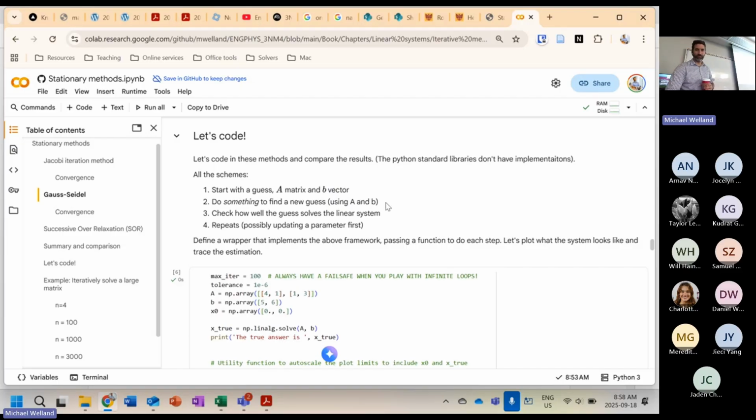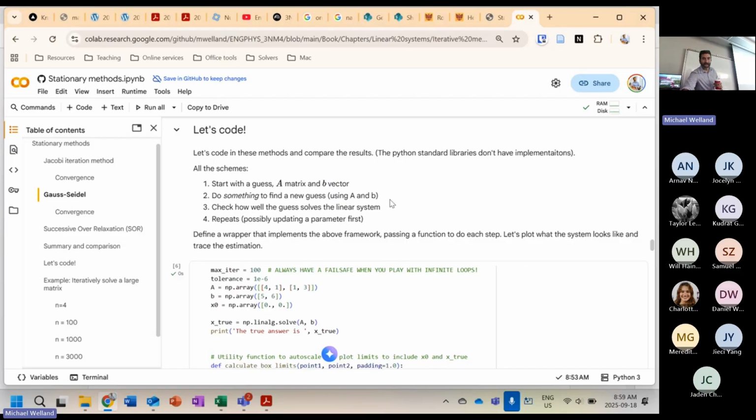Okay, so what we're going to do. I have some rough tools. I've got to speed this up because we're not even on to today's lecture yet. We're going to code it. The Python standard libraries don't even have an implementation of these things. That's how kind of not obsolete, but historical they are.